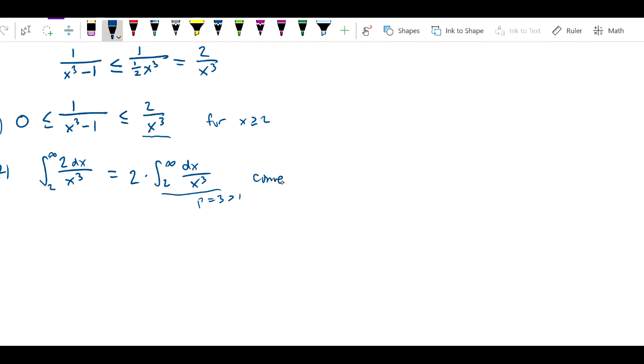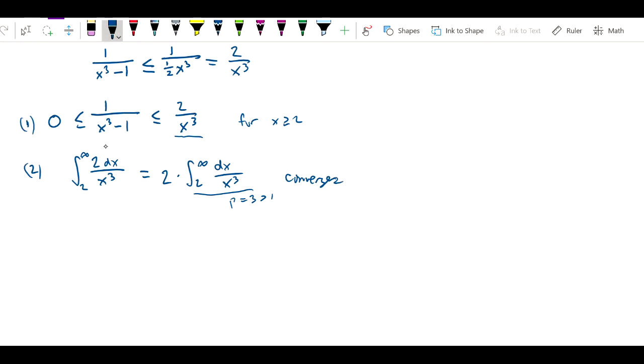So that means that this converges. So look what we have here. We have an inequality showing that the function we want to integrate, and show that its integral converges, is less than a convergent integral. So we can conclude that therefore the integral from 2 to infinity of dx over x cubed minus 1 converges.